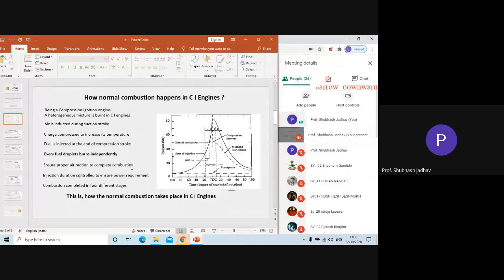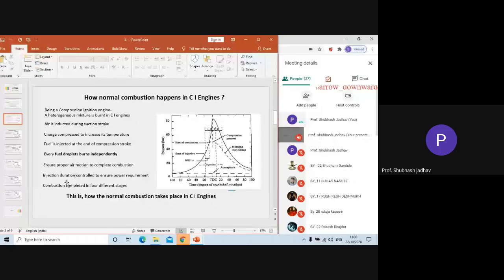To ensure that the power generated is as per requirement, we need to control some parameter, and the parameter we need to control in case of a CI engine is injection duration. When we want more power, we increase the injection duration so that more fuel is injected into the combustion chamber and more power is produced. When the power required is lesser, the fuel injection duration is kept smaller, therefore the fuel introduced into the combustion chamber is smaller, and the power produced is lesser.